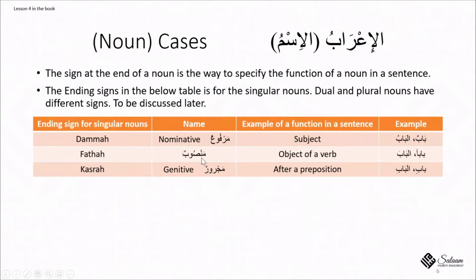Mansub, we will not discuss today, because this needs to have a verb, and we only talk about nouns. So this will come after a certain time. But for this lesson, inshallah, we're going to have these two. We are going to have some nouns that are with dhamma, which are the same as all the nouns that we have in the last two lessons. And we will have this majroor as well, which is with kasra, genitive majroor.